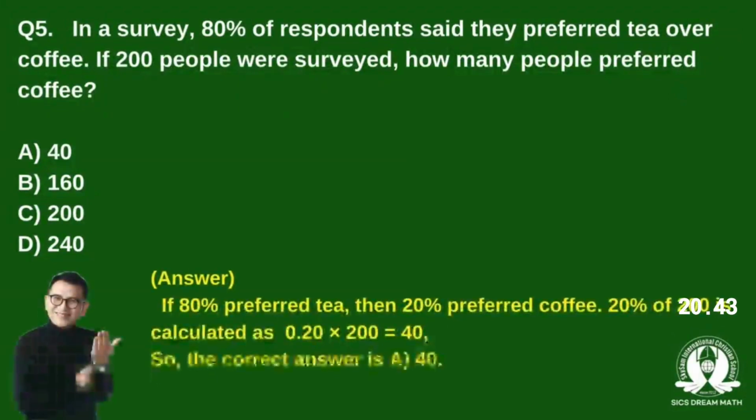If 80% preferred tea, then 20% preferred coffee. 20% of 200 is calculated as 0.20 times 200 equals 40. So the correct answer is A, 40.